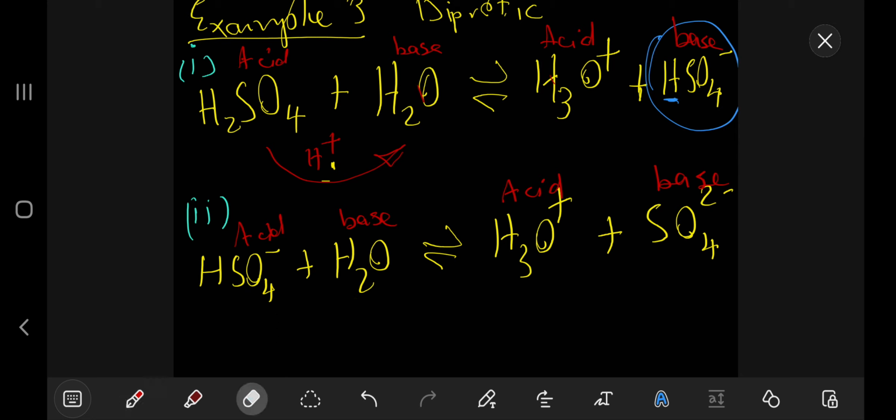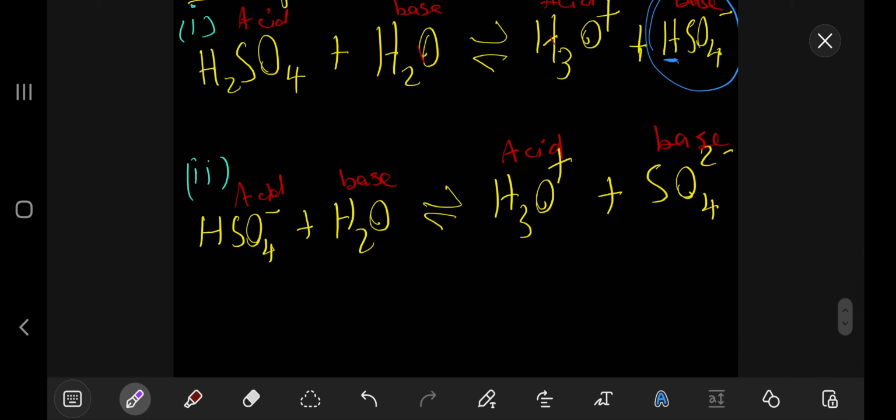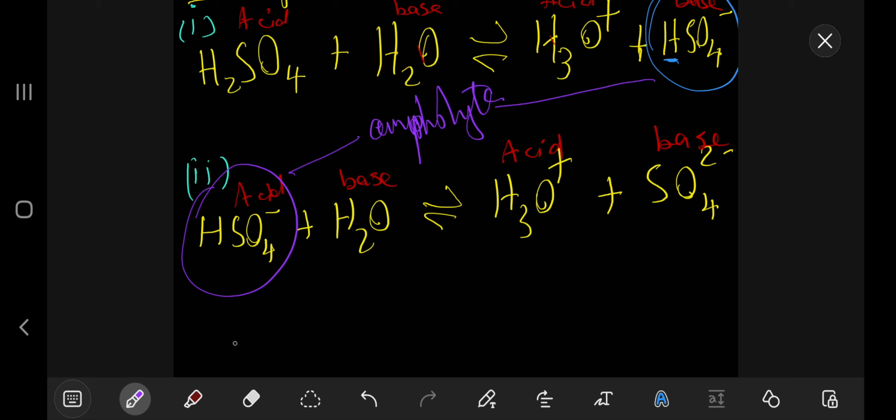So maybe question number 1, which one is the ampholyte? Identify the ampholyte. We are checking up here. Okay, water here is a base, and here it is a base, so in this case it is not the ampholyte, right? It is an acid, right? But then HSO4 minus is a base up here, but in this case down here it becomes an acid, so this is an ampholyte. This is our ampholyte, right?